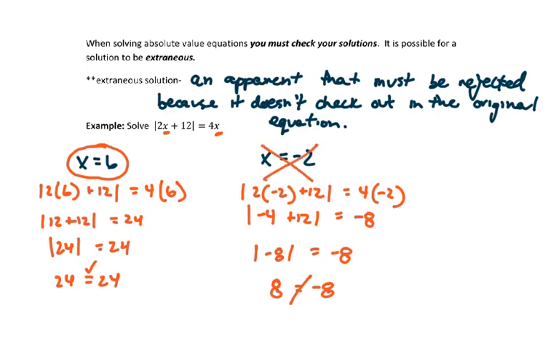In fact, we should have known that back here at this step, because the absolute value of anything cannot be a negative number. So we know that this was a wrong answer. The only solution is x equals 6.